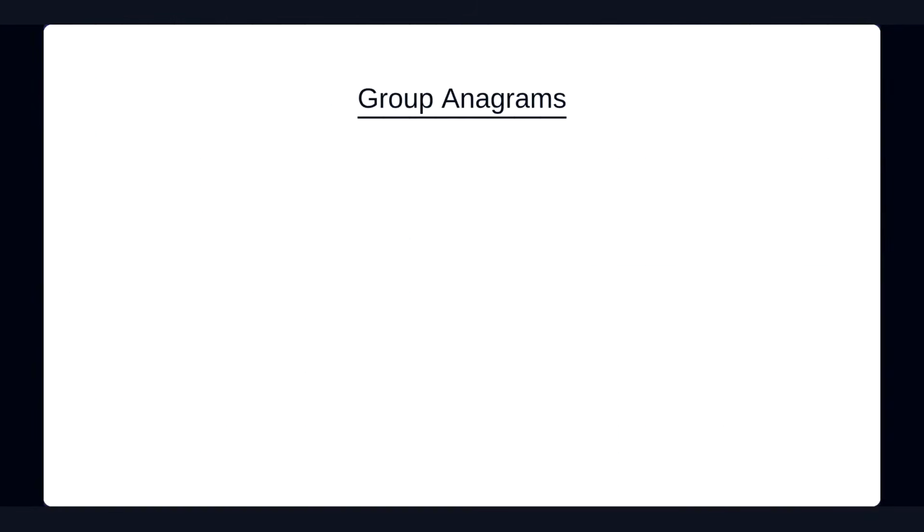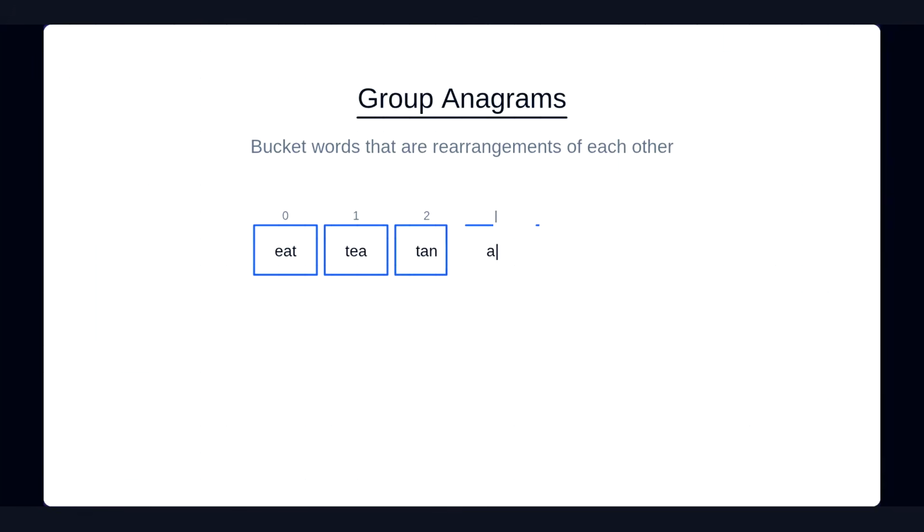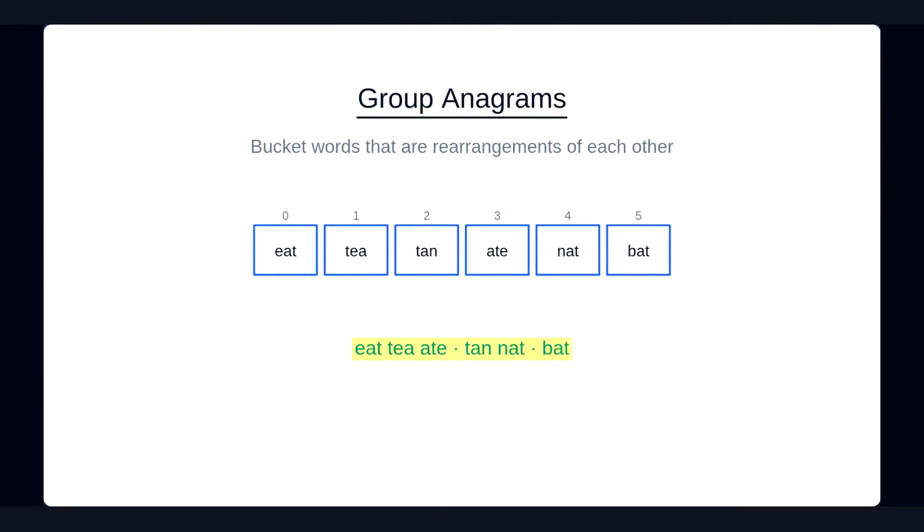We have a list of words, and we want to gather together the ones that are anagrams, meaning the same letters in a different order. Eat, tea, and ate all use the letters A, E, and T, so they belong in one group. The question is how to tell quickly which words share the same letters.